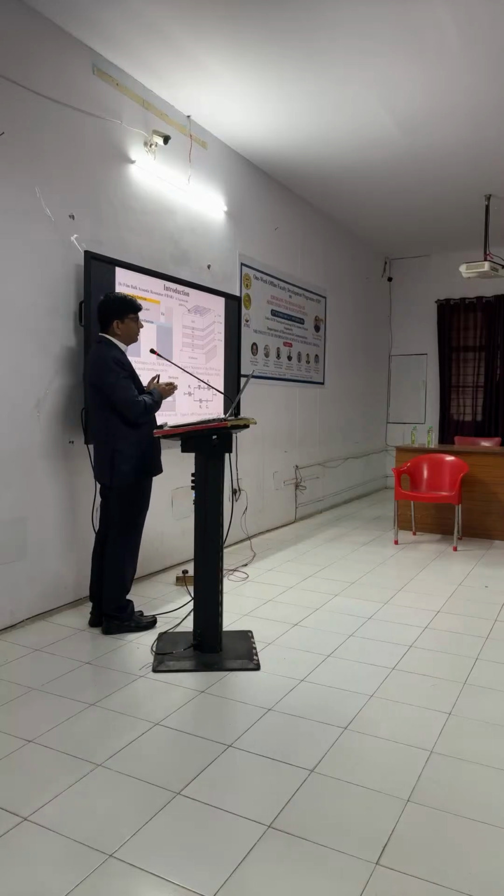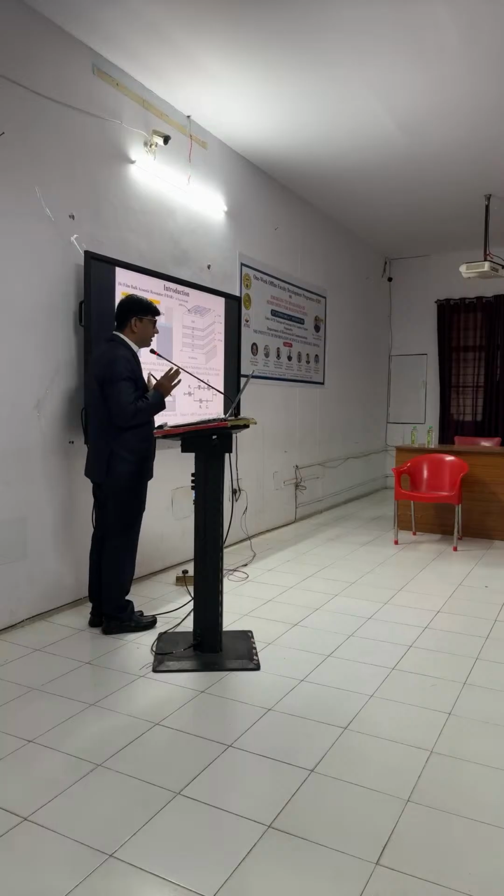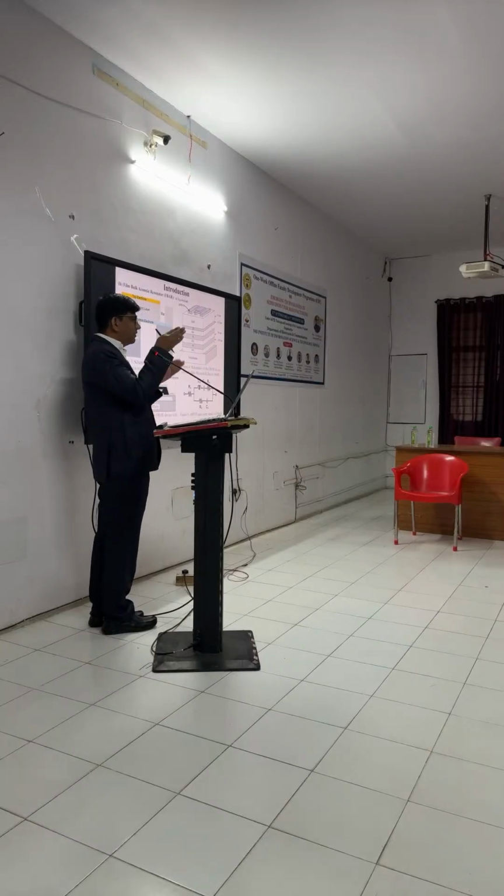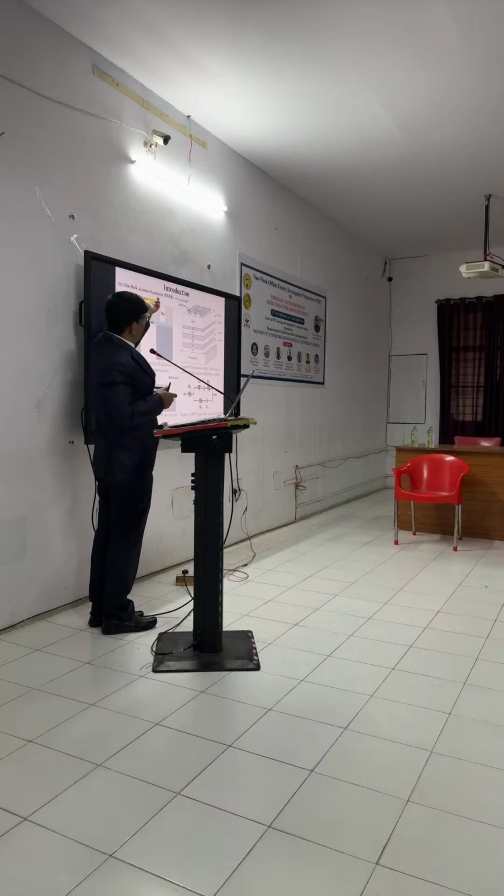What type of work do you want to do? You can perform any kind of work. For example, if you want to use it for communication purposes, you can design a filter, a detector, whatever you want. And if you want to use it as a sensor, then you have to use a sensing layer on top of the top electrode, and you can use it for sensing purposes.